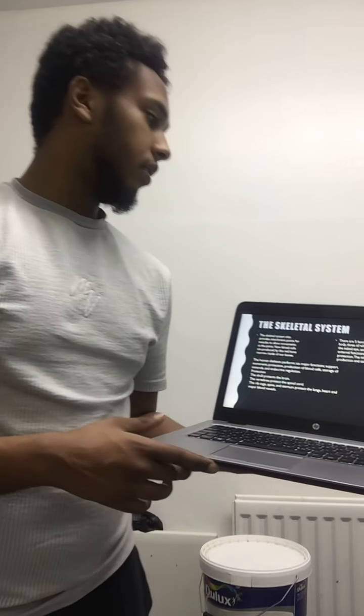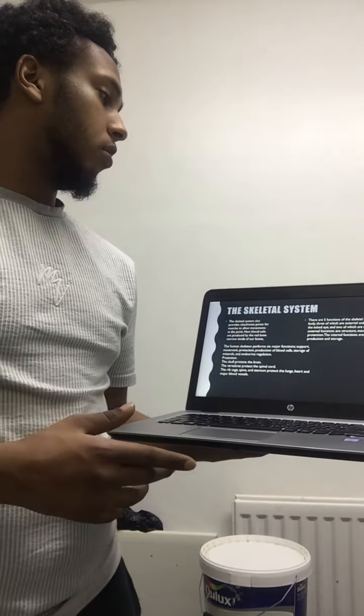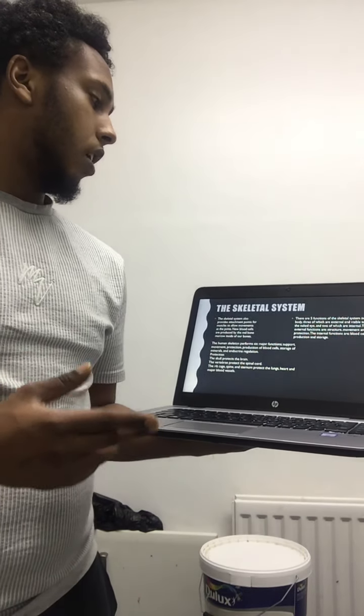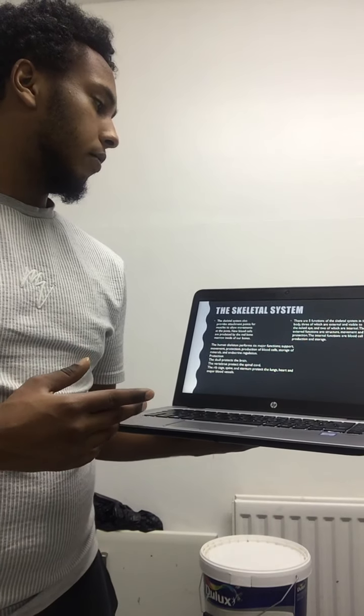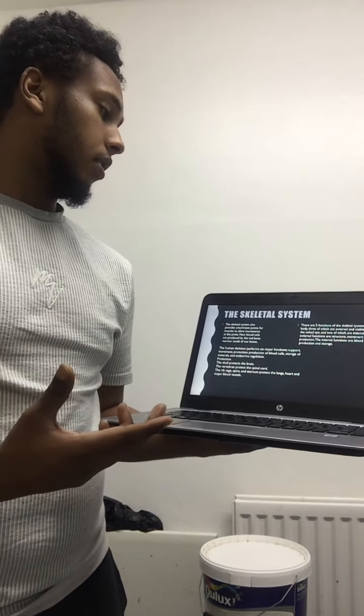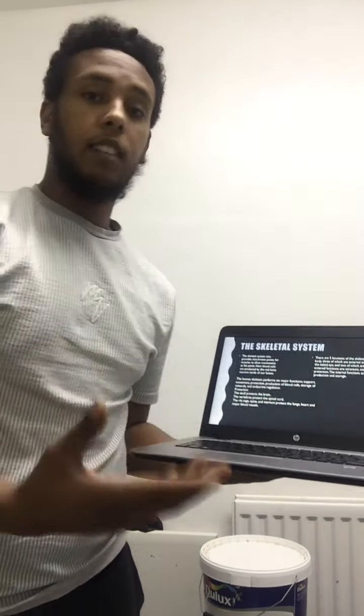There are 5 functions of the skeletal system in the body, 3 of which are external and visible to the naked eye, and 2 of which are internal. The external functions are structure, movement, and protection, and the internal functions are blood cell production and storage.